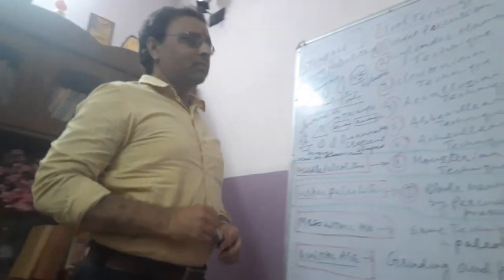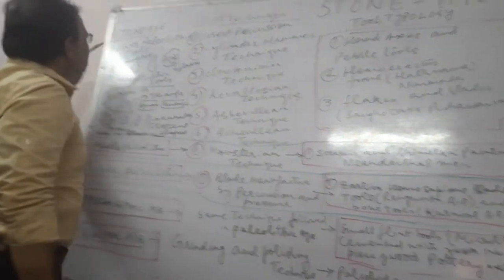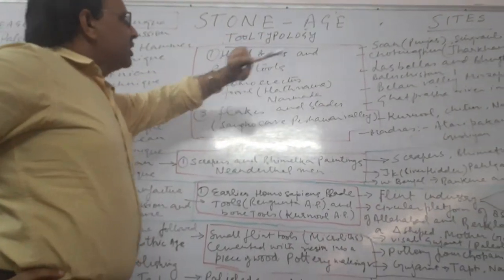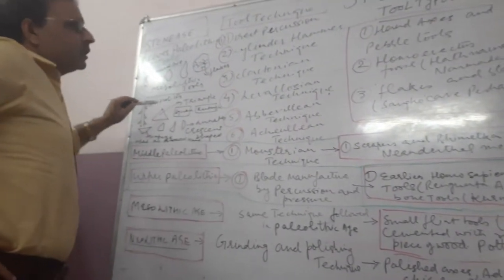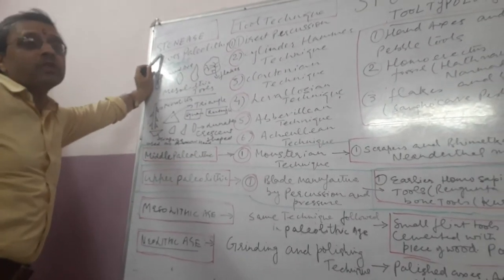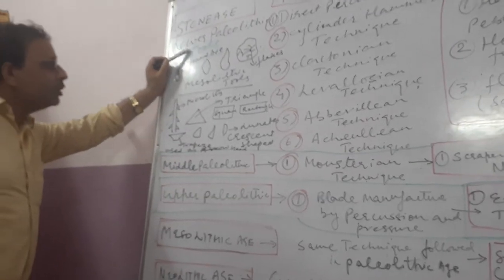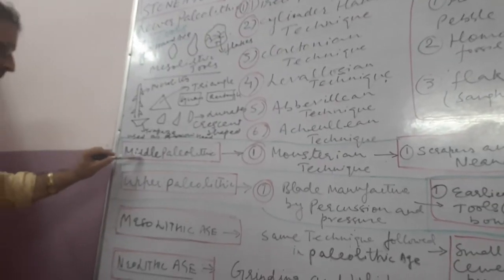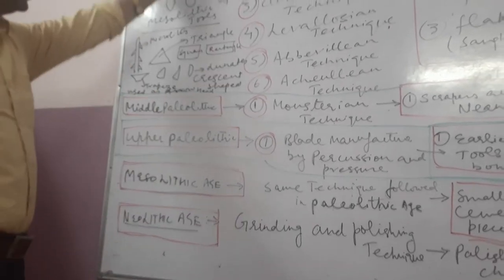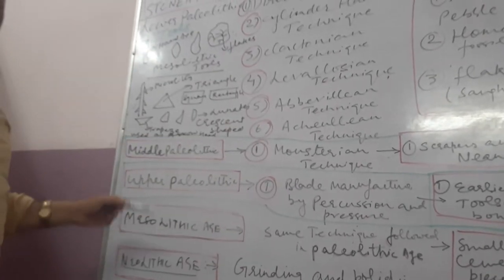Okay students, so here we start in the tabular form. The main topic is the Stone Age, and we divide this topic into 4 subtopics. First is the Stone Age, that is, what type of Stone Age it is: either the Lower Paleolithic, Middle Paleolithic, Upper Paleolithic, Mesolithic, or Neolithic. So this is all about the different Stone Ages.